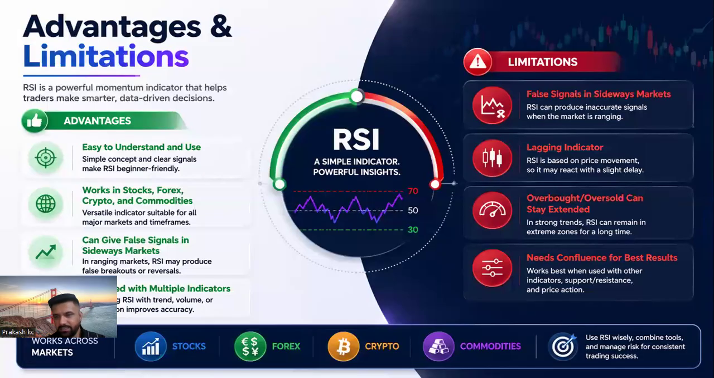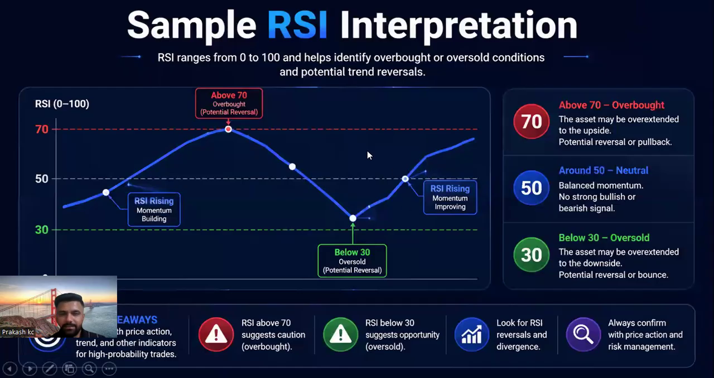So the advantages and limitation here: you can use RSI anywhere, any stock and any forex or crypto or commodity. But the one disadvantage here is, in case of a sideways market, the price is not moving between 70 and 30. It is ranging in between here only. So in that case, you can avoid trading and only watch the market, whether it is crossing above 70 or below 30. And this is a simple interpretation of RSI.